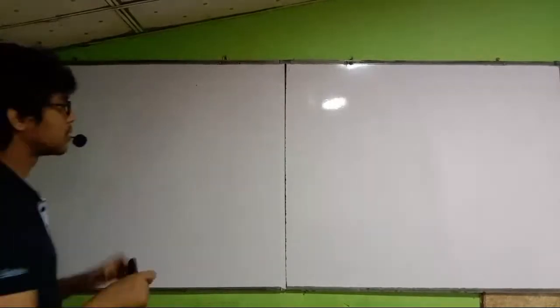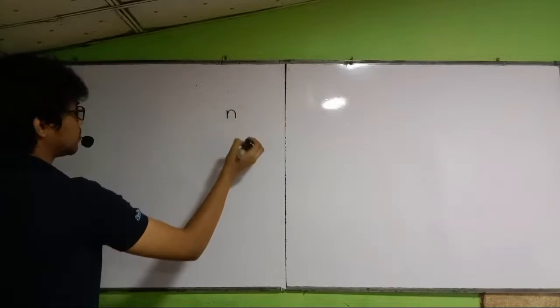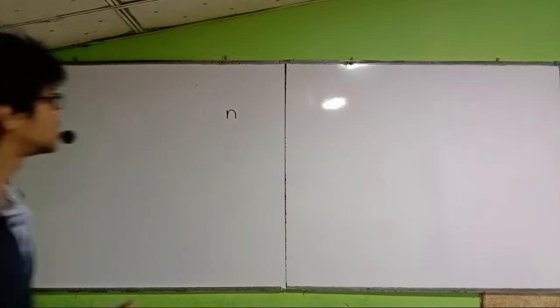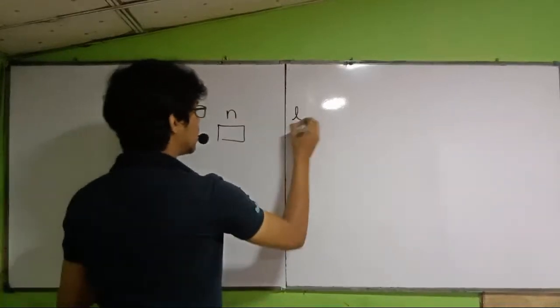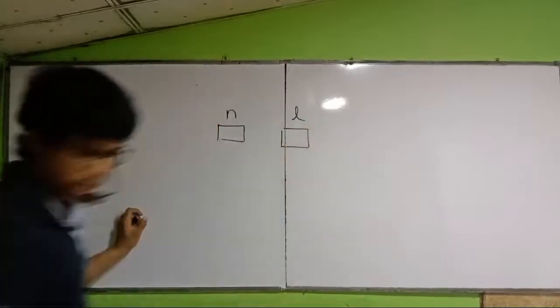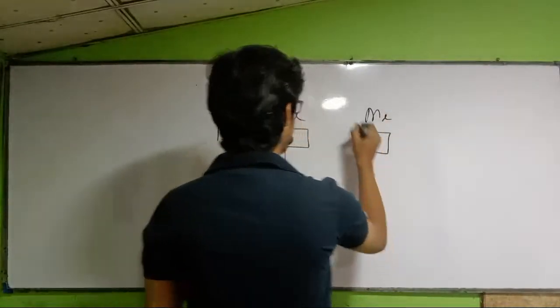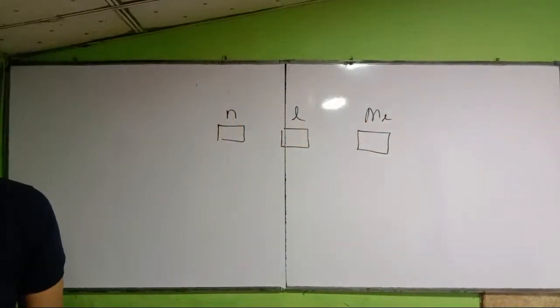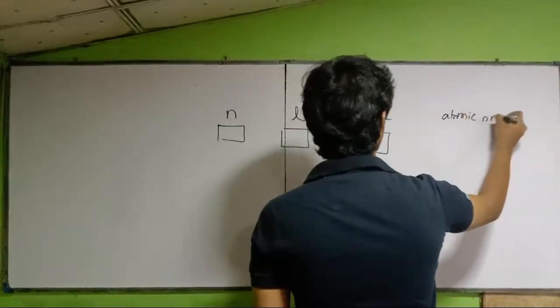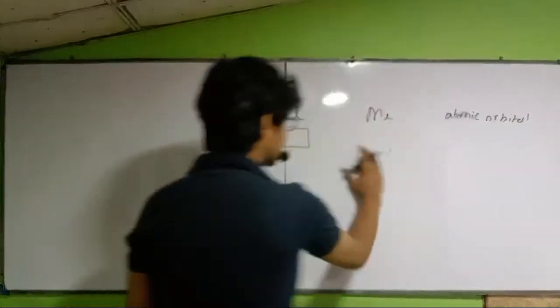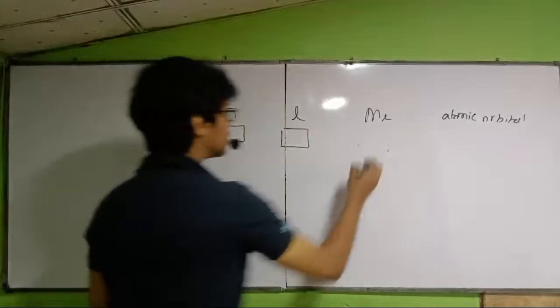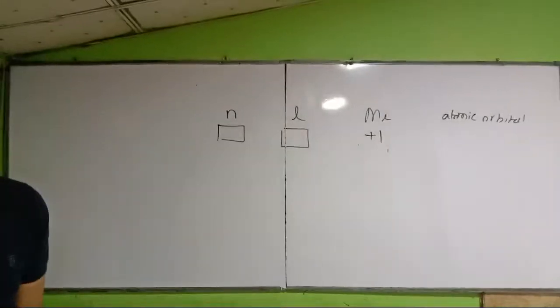First one, n is a box. Then you have L, then you have M sub L, and then you have the atomic orbital. They have given the atomic orbital. Make a box, plus 1, 3p.